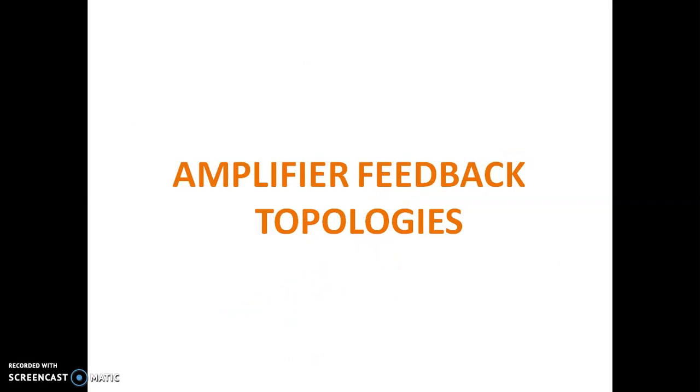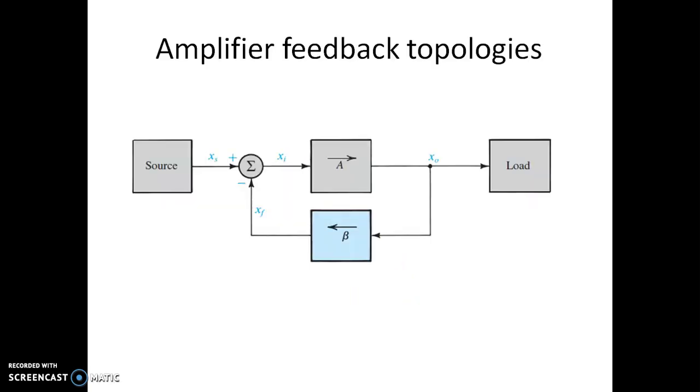We will see the amplifier feedback topologies. There are different topologies, the way you do the feedback of signal from output to input. This is what you have: an amplifier. There's a feedback, so there's a negative feedback here. We're going to have a source and load.